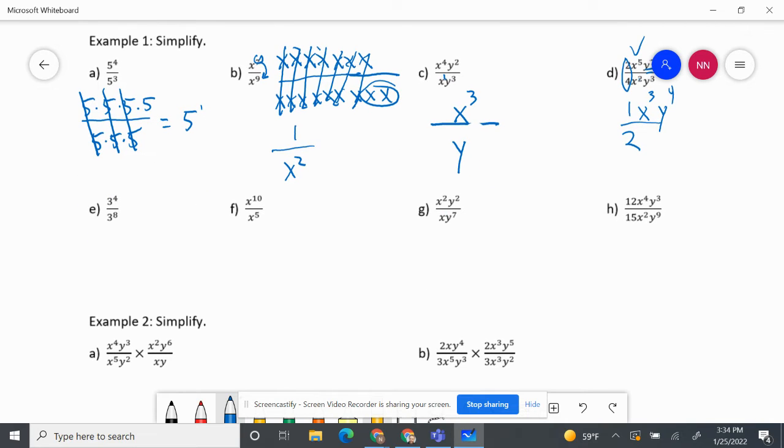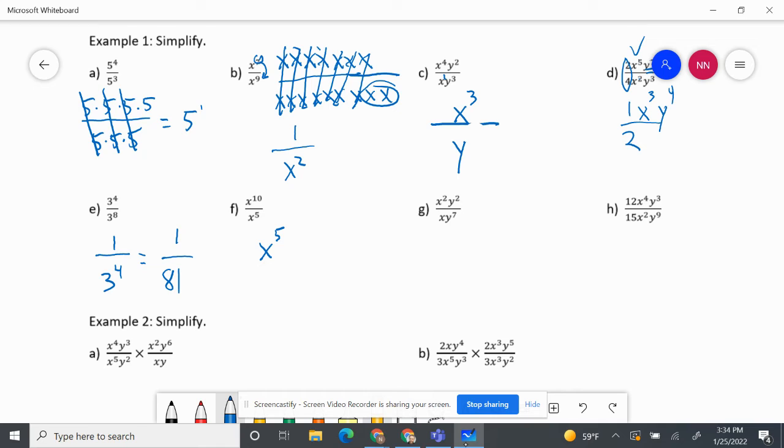Let's look at a few more examples. Here, I see that there are more 3's on the bottom, so I put the 3 on the bottom. 8 minus 4 is 4. I put a 1 as a placeholder. 3 to the 4th is 81, so my answer is 1 over 81. I see there's more x's on top, so I put the x in the numerator. 10 minus 5 gives me 5.